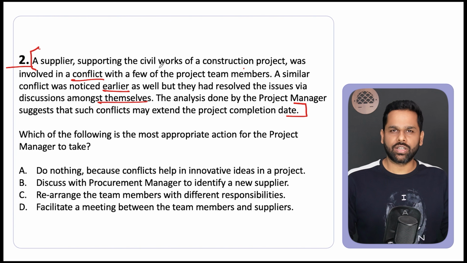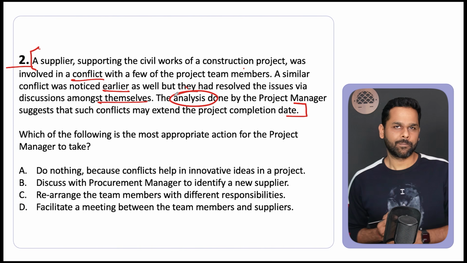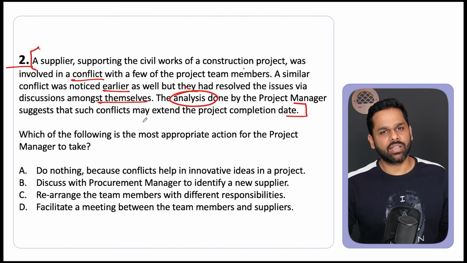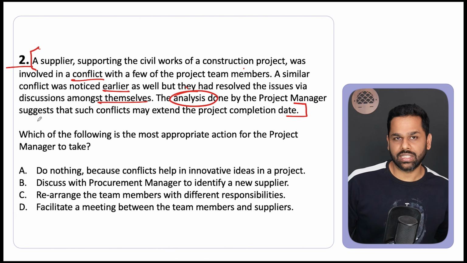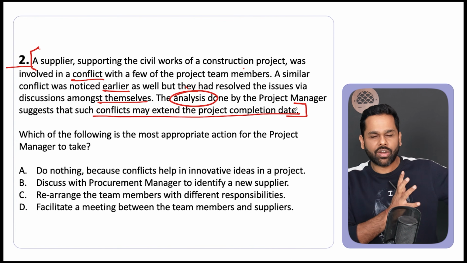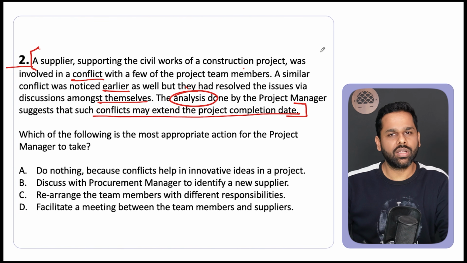There were some earlier conflicts also, but they could resolve it among themselves. Now the project manager has done some analysis. In the previous question, it was just a concern. Now the project manager has done some analysis, and that suggests that such conflict may extend the project completion date. So these kind of conflicts may have an impact on our schedule. That's what the situation is.